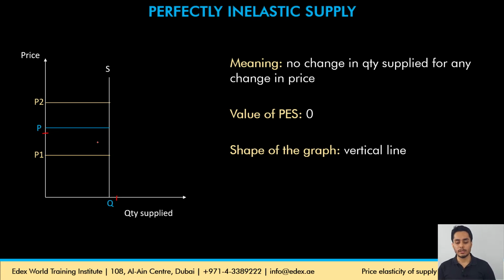The meaning is obviously no change in quantity supplied for any change in price. The value of PES is 0. Why is it 0? Because if you see the formula, percentage change in quantity upon percentage change in price, and change in quantity is 0. So obviously the percentage change in quantity becomes 0 and the value of PES becomes 0.